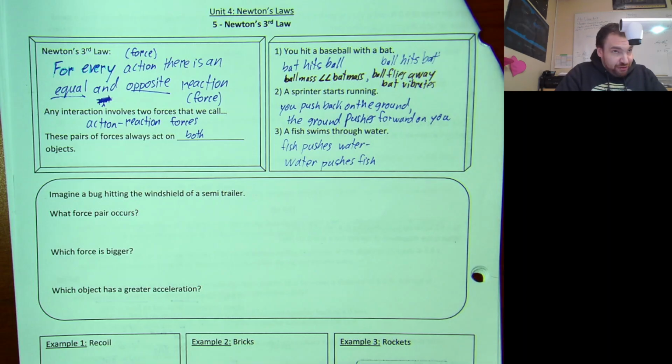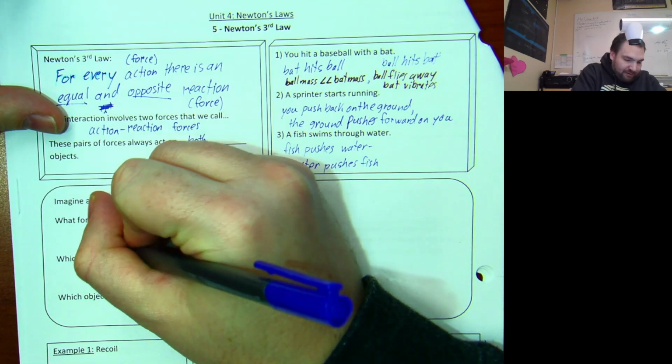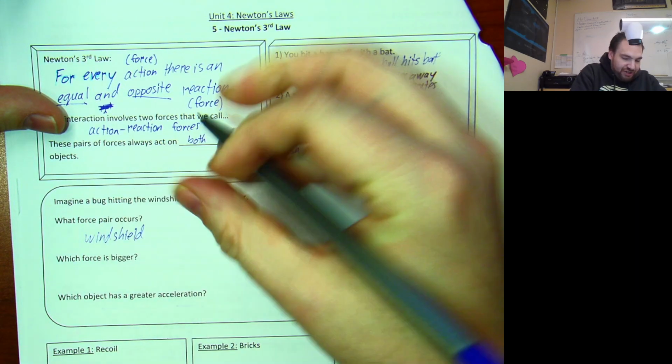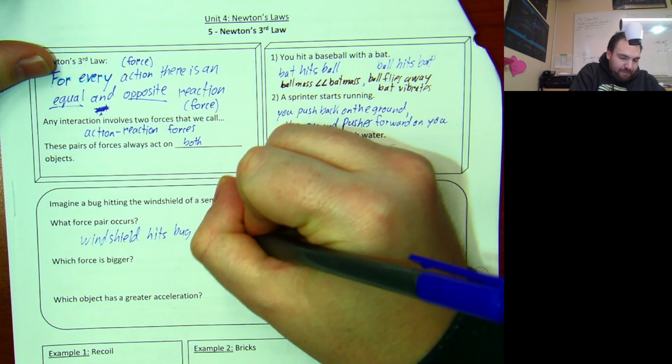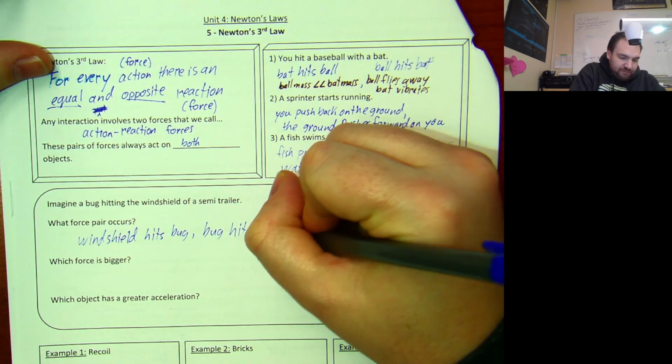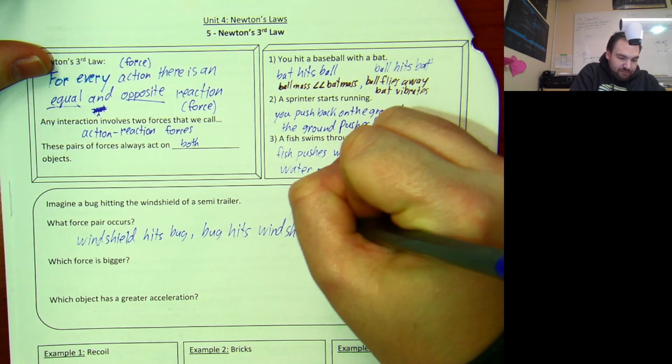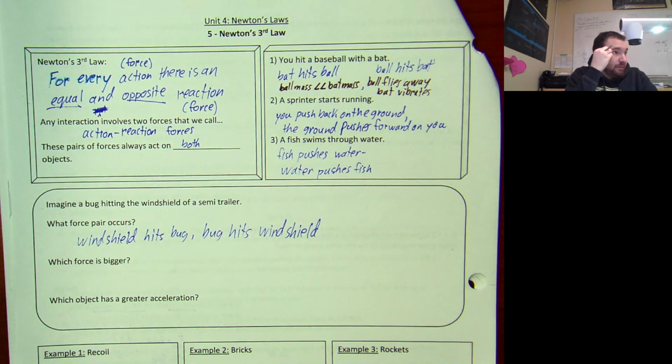So let's take a really extreme example here. We've got a bug hitting the windshield of a semi. No one really likes bugs, so no one really seems to get broken up when I kill bugs. Bug hits the windshield of a semi. What's the force pair? Windshield hits bug, bug hits windshield. Bug has smaller mass. Okay, so windshield hits bug. Bug hits windshield. Which force is bigger? Windshield. You understand?